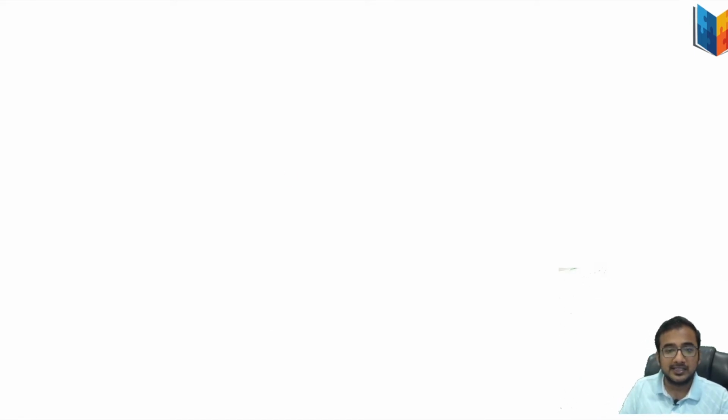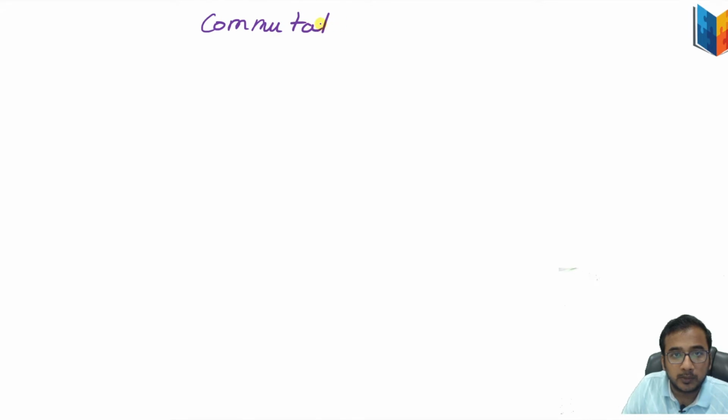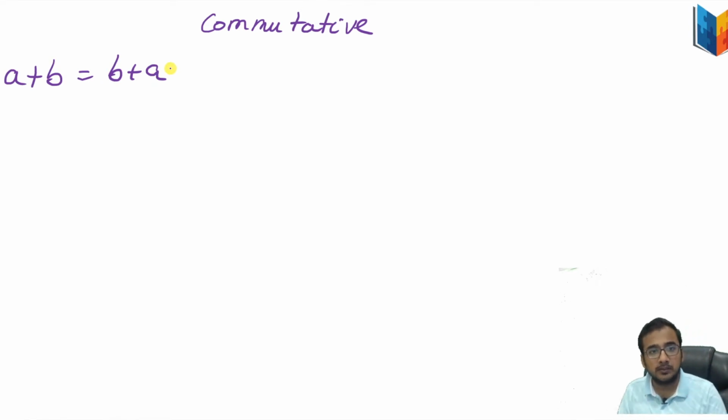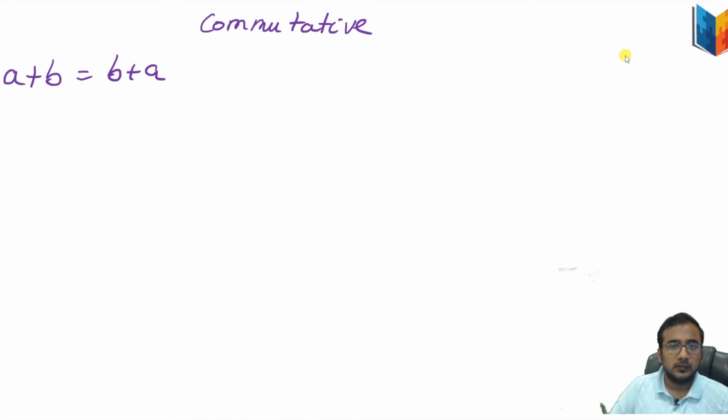Okay, so now let us learn another property which is called commutative. Commutative property is very much similar to what we say: a plus b is equals to b plus a. ये हमने पढ़ा था integers में भी, whole numbers में भी. So that is why it is very important that we learn. So a plus b is equals to b plus a.